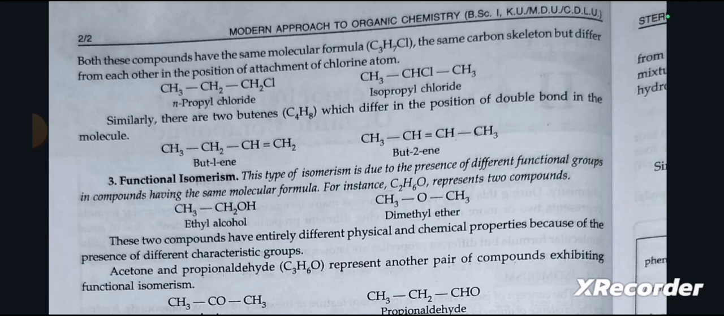CH3, CH2, CH2Cl is propyl chloride. CH3, CHCl, CH3 is isopropyl chloride. Similarly, there are two butenes, C4H8, which differ in the position of the double bond in the molecule. CH3, CH2, CH double bond CH2 is but-1-ene. CH3, CH double bond CH, CH3 is but-2-ene.